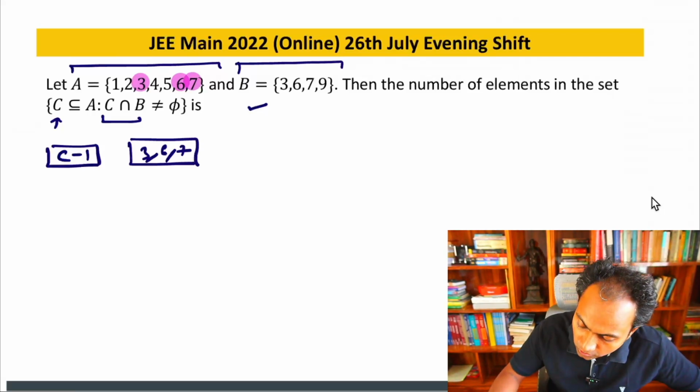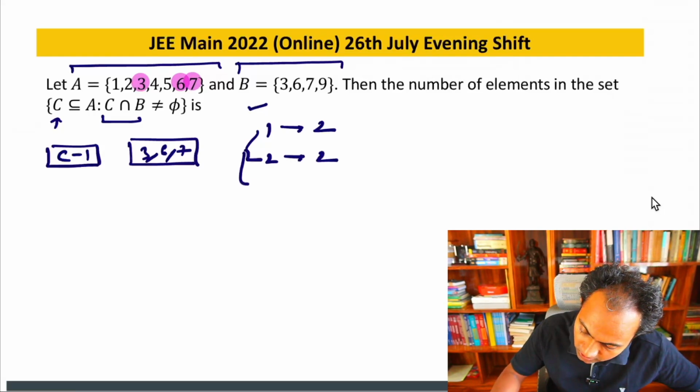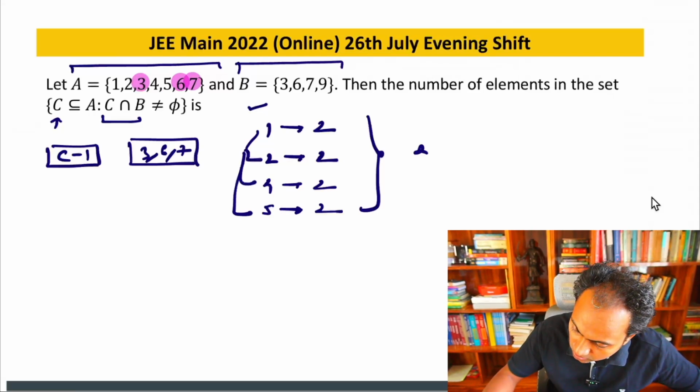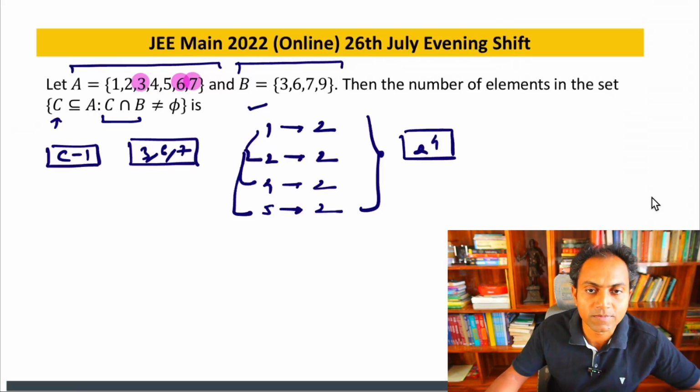So corresponding to 1, there will be 2 cases, corresponding to 2, there will be 2 cases, corresponding to 4, there will be 2 cases, corresponding to 5, there will be 2 cases. So total cases becomes nothing but 2 raised to the power 4. This is my case 1.